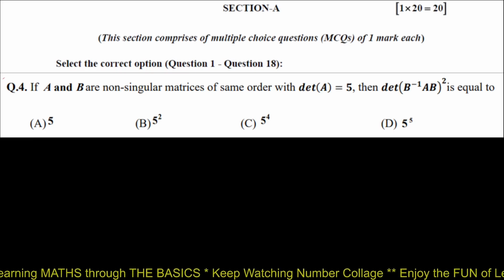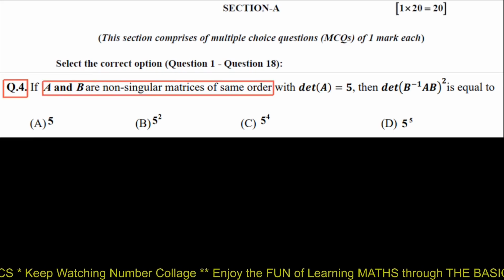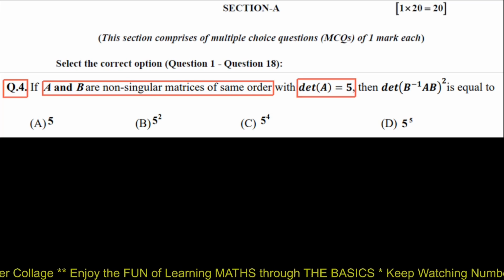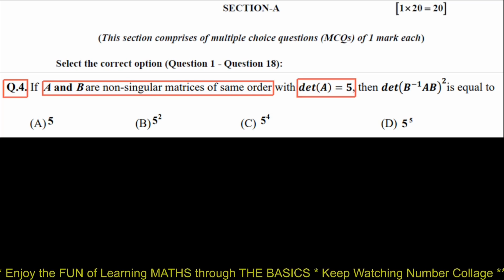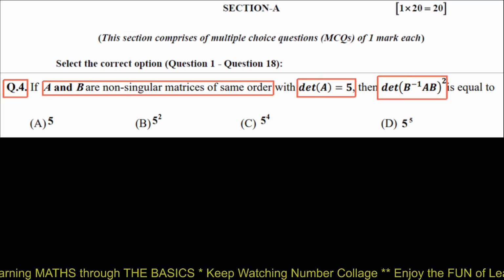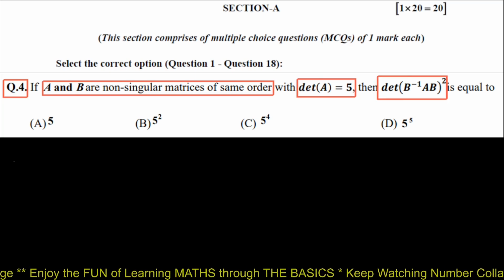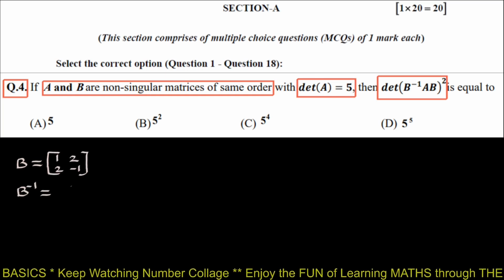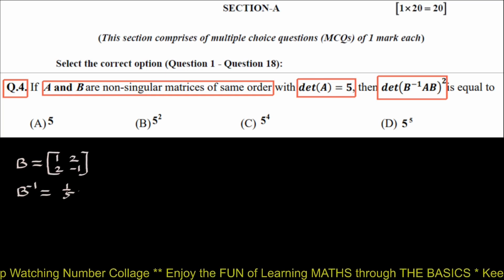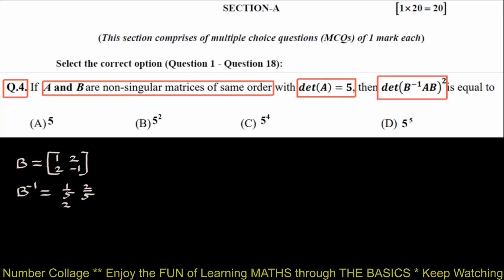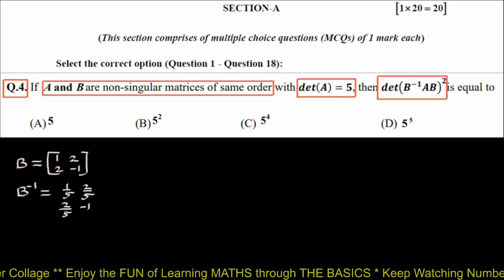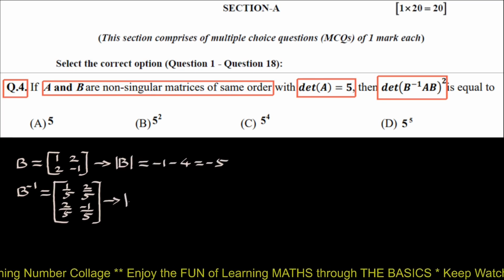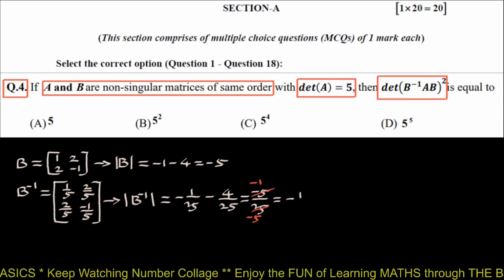Question number 4. A and B are non-singular matrices of the same order. The value of determinant A is 5. We have to find the value of determinant of B inverse AB square. Suppose matrix B is 1, 2, 2, minus 1 and its inverse is 1 upon 5, 2 upon 5, 2 upon 5, minus 1 upon 5.